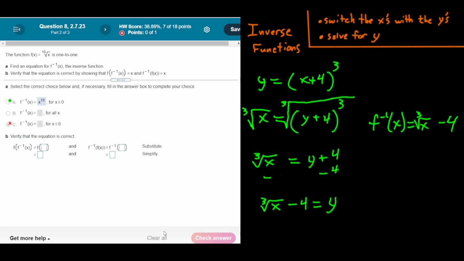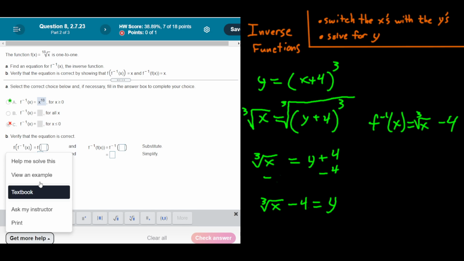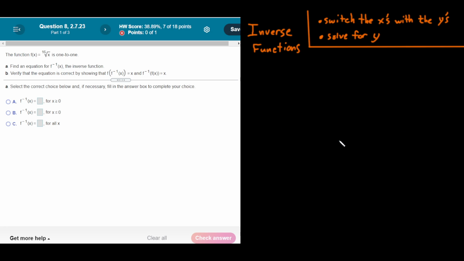Okay, now what do we have here? Let's go ahead and I'm going to hit similar. Let's see, get more help. Help me solve this. I don't need help with this, but that's just so we can reset it. Okay, it says the function, the 16th root of x, is 1-to-1. So it definitely has an inverse. It says find an equation for the inverse. So we can find that right now.